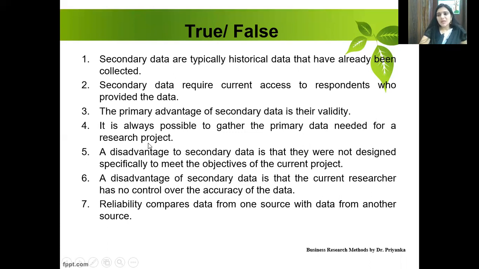Fourth, it is always possible to gather primary data needed for a research project. Is it? Sometimes it is actually not available. That is why we rely on secondary data, and that is why we go for research designs, so as to know whether data would be available or not. So it is false.